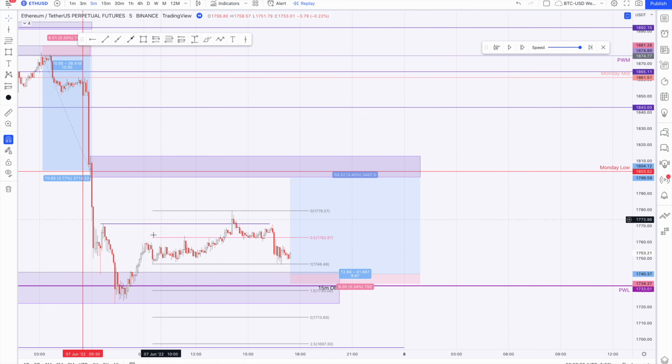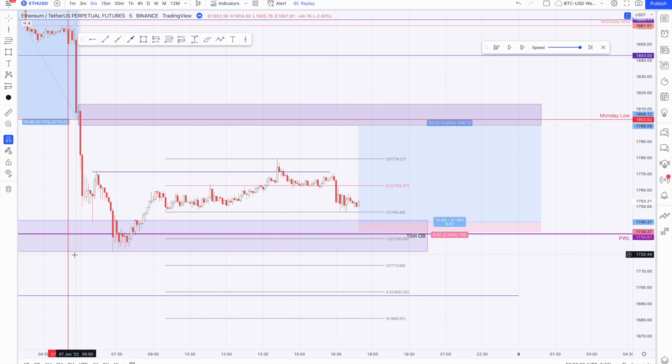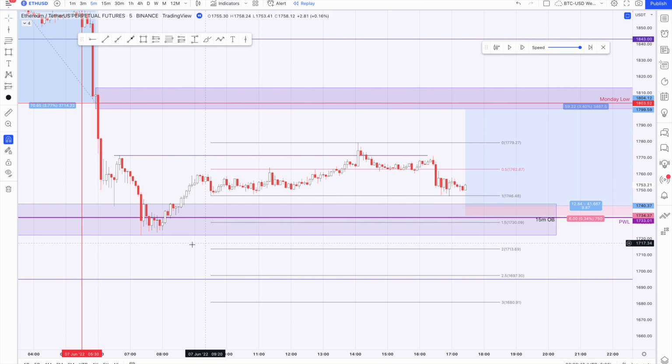So this was the range that we developed: range high, range low, and the mid range. We have this really small order block right here. I think it's visible to you guys now. You can see this one, right? That's a really small order block.